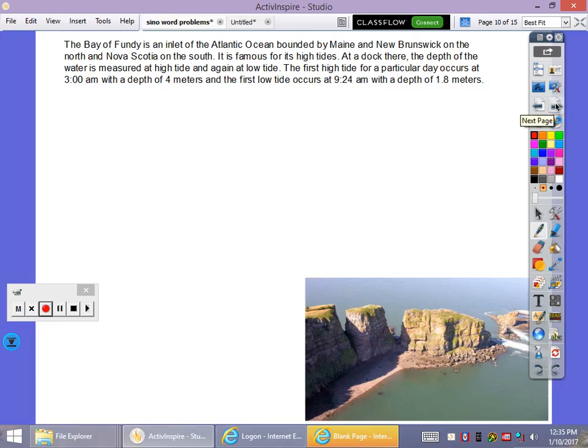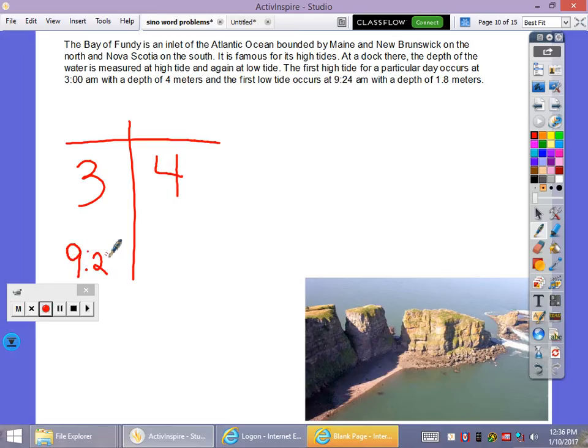The Bay of Fundy is an inlet in the Atlantic Ocean, bounded by Maine and New Brunswick on the north and Nova Scotia on the south. It's famous for its high tide. At a dock there, the depth of the water is measured at high tide and again at low tide. The first high tide occurred at 3 a.m. and it was how high? 4 meters. And the next one occurred at 9:24 and it was low tide and it was 1.8.